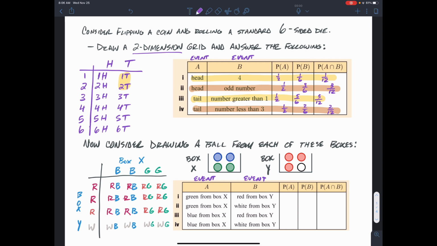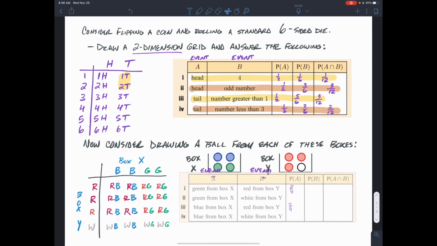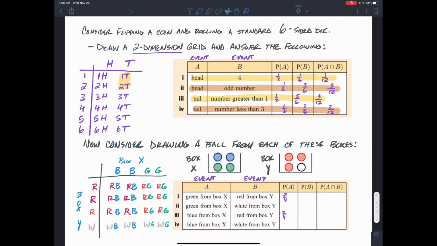So we have events from the green from box X. So we can see we've got two of the four possibilities are in box X. So we've got two out of four, two out of four and two out of four. And that means, of course, that our blue is also two out of four, right? So we've got two out of four for the... Oops, I put those in the wrong spot. This one is here, so... Uh-oh. Let's move that back.